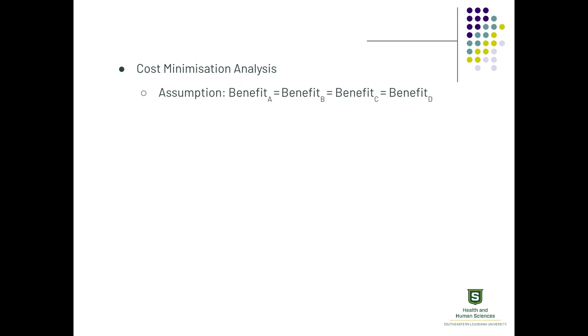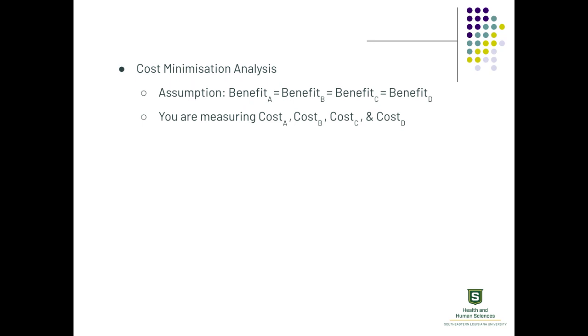You have made the premise that benefit A is equal to benefit B is equal to benefit C is equal to benefit D. This means that your evaluation or your calculation is only going to focus on cost. So now you'll be measuring the cost of A, cost of B, cost of C, and cost of D. You're using this to come up with a result that you would then use to inform administrators, upper management, this is what I think you should go with.